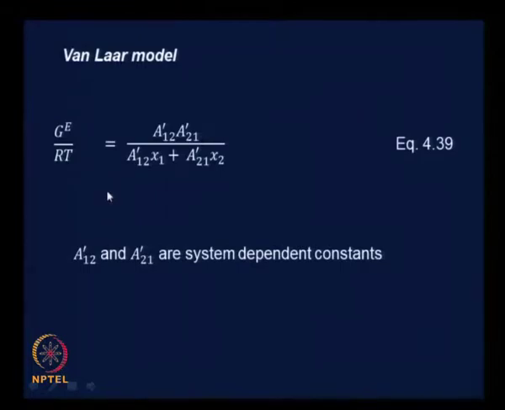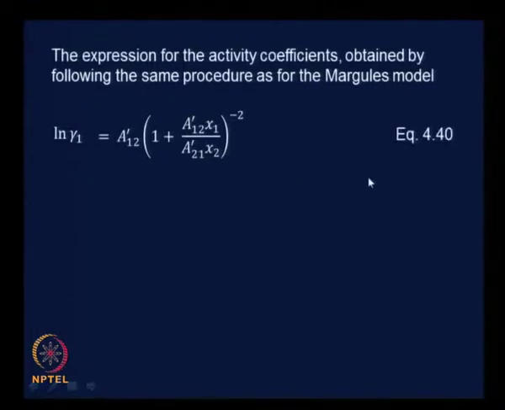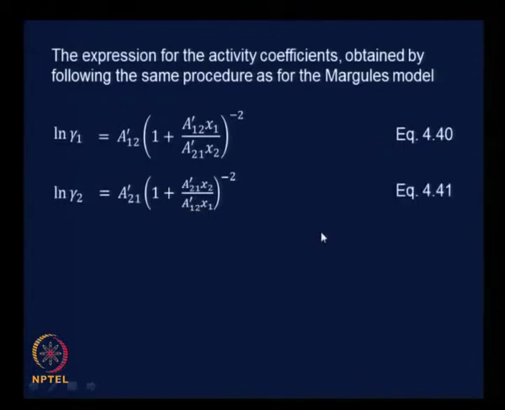By using the same procedure, I am not going to give you extra time in class this time. Please take this as homework and do this. Maybe it will come back as one of the exercise problems too. By using a similar procedure as we did for the Margules and the Redlich-Kister models, the expressions for activity coefficients turn out to be ln gamma 1 equals A12' times 1 by the square, that is, to the power of minus 2, of 1 plus A12' x1 divided by A21' x2. Let us call this equation 440, and ln gamma 2 would be A21' times 1 by the square of 1 plus A21' x2 divided by A12' x1. We will call this equation 441.